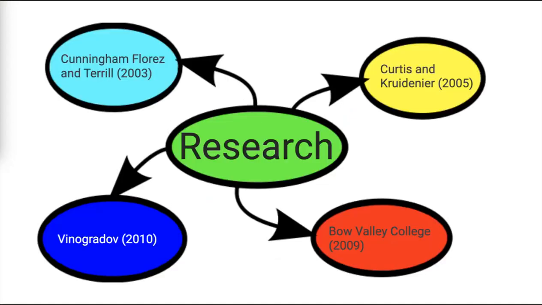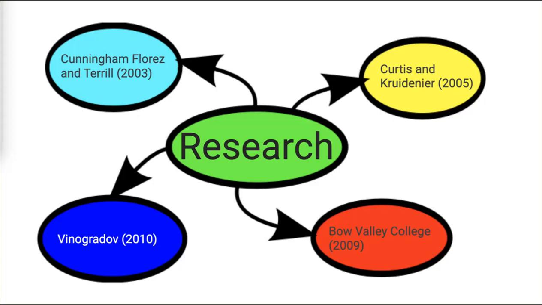My teaching context currently is working with adult beginning English language learners, and some of them are emergent readers. Effective practices for teaching in this context include, from Cunningham, Flores, and Terrell, that every passage has an order, a beginning, middle, and end that's read from left to right and top to bottom.